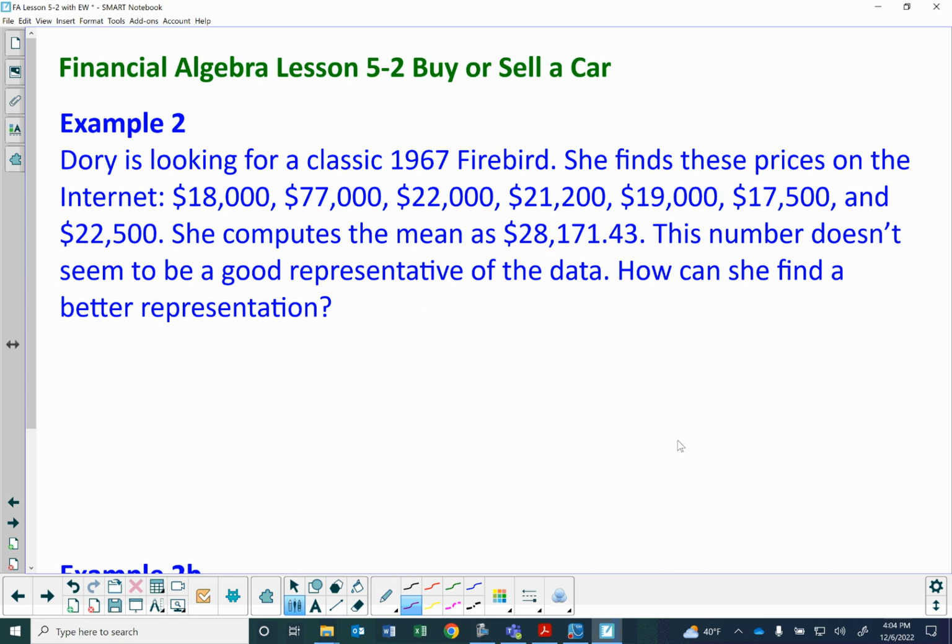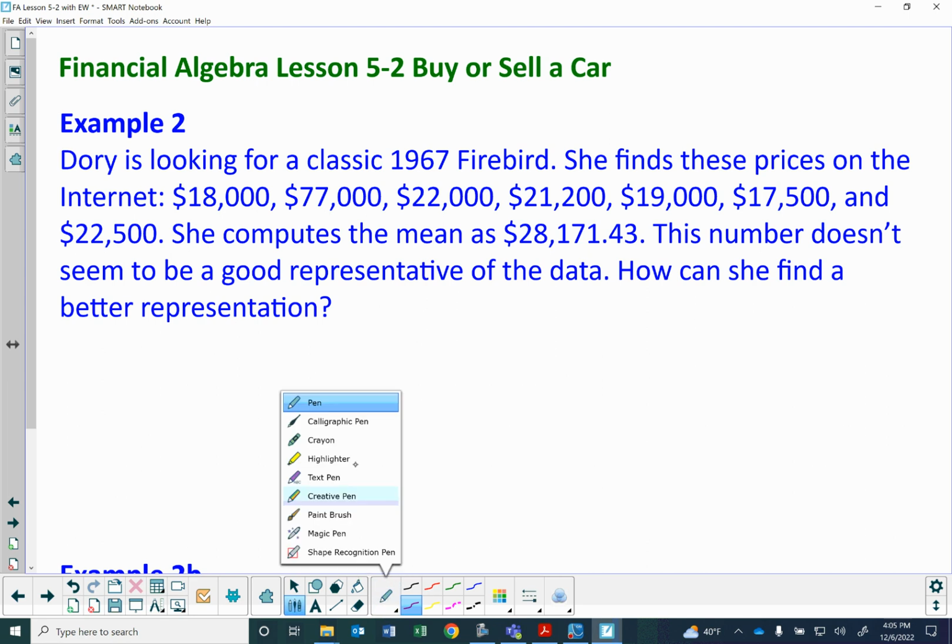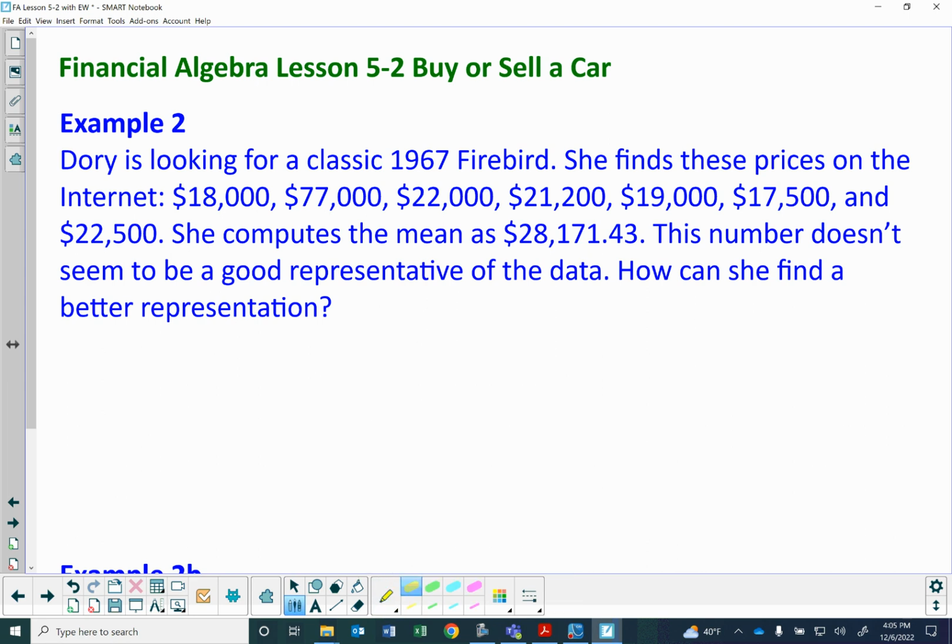Well, if we look at the data, it's all pretty good except for this one number here. Okay, $77,000. You're like, wow, why is that one so much more than all the others? Is that a typo? It could potentially be a typo, or it could be a 1967 Firebird that has every bell and whistle and the most elaborate engine you've ever seen, has a custom paint job and a whole bunch of other extra stuff that makes it worth $77,000.